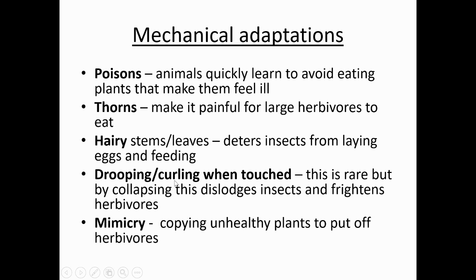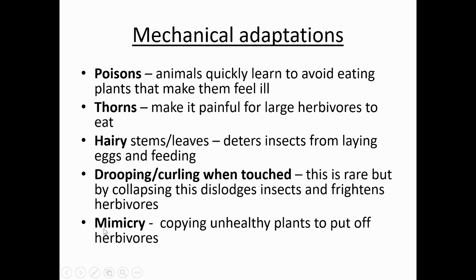This one's quite rare. Drooping or curling of leaves when touched. So actually, some plants physically move quite quickly when touched. They detect being touched and they quickly move away. This can dislodge insects and can frighten larger herbivores as a mechanical defense.